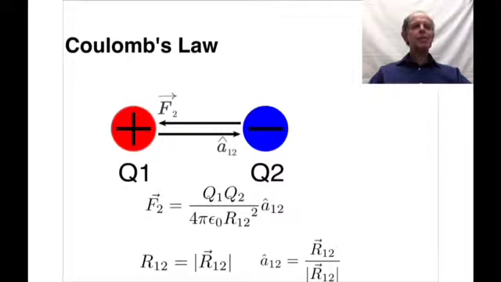Since Q1 and Q2 have opposite sign, the force is shown as directed. However, the positive charge, Q1, is also attracted to the negative charge, Q2. And if we call the force F1 on Q1, we note that F1 would be negative F2. This is completely analogous to what occurs in gravity.